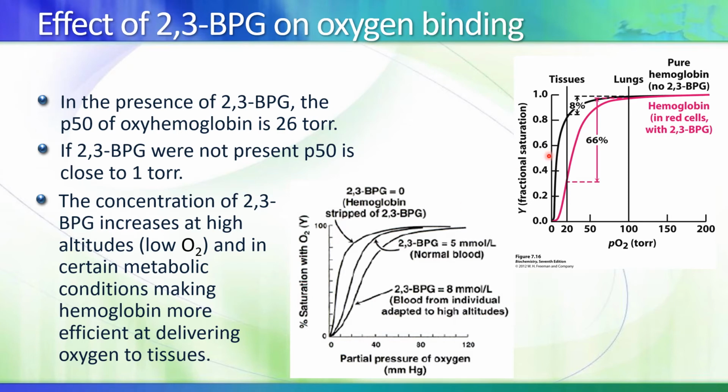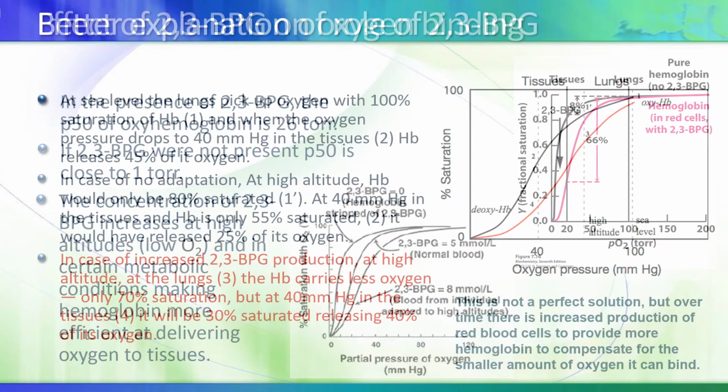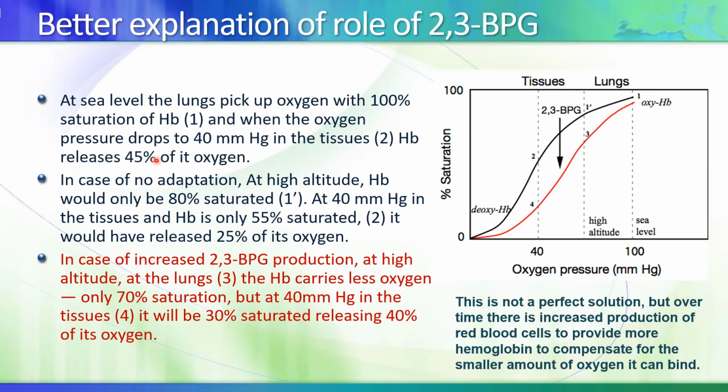So this is a case right here where, again, that's the normal curve for hemoglobin, and here if you have no 2,3-bisphosphoglycerate at all, note the difference in the P50 and the shift of the curve to the left. So I want you to appreciate the role of 2,3-bisphosphoglycerate in here. So what happens, let's look at the black curve.